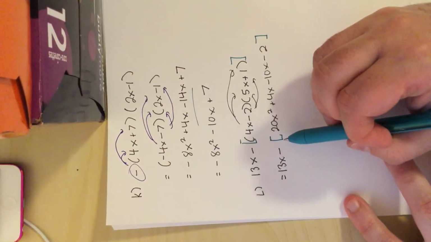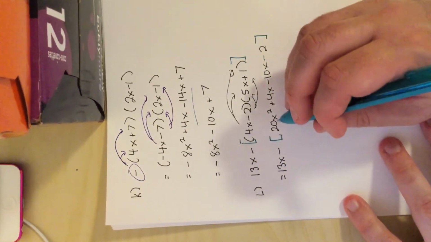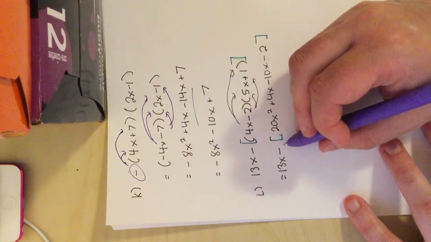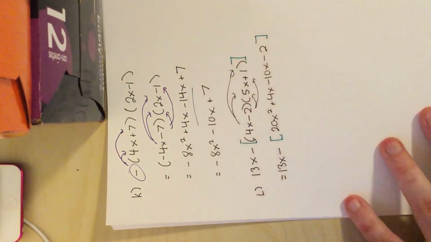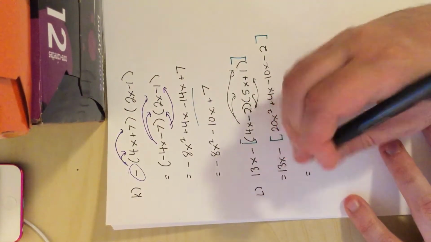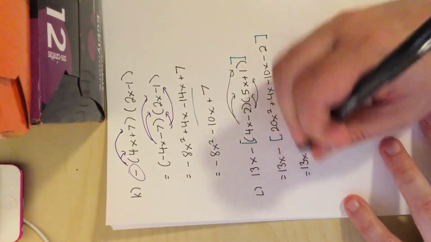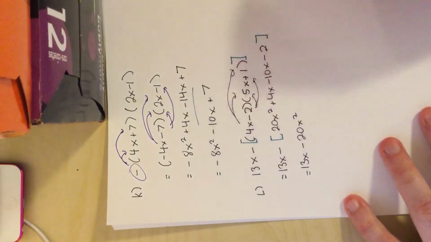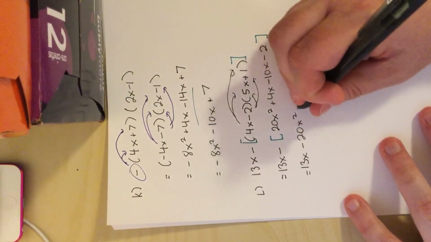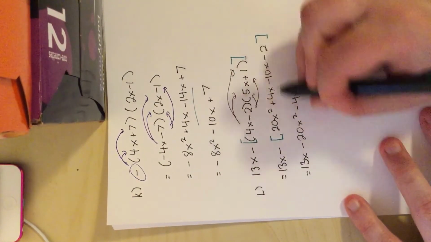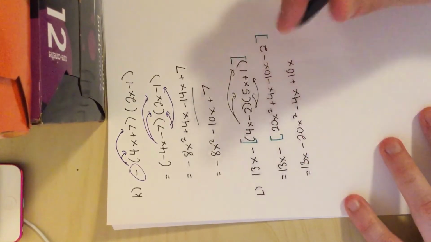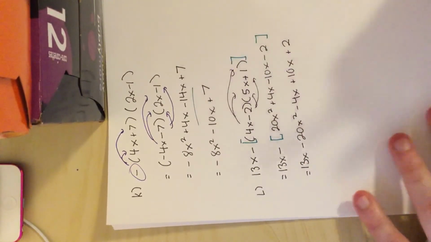Now there's a negative in front of the bracket. As you may or may not recall, when you have a negative in front of a bracket, what it does is the negative changes the sign of everything inside the bracket. It doesn't change the 13 at all, just that. So the minus, that becomes minus 20x squared. And a negative times a 4 is minus 4x. And a negative times a negative 10 is plus 10x. And a negative times a negative 2 is plus 2.